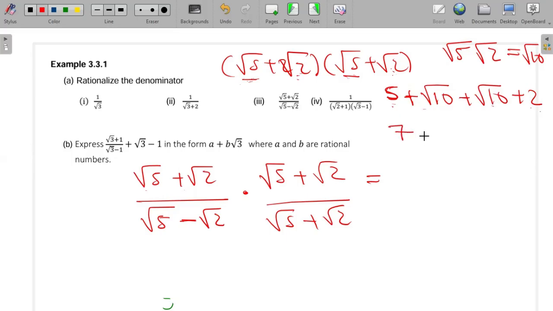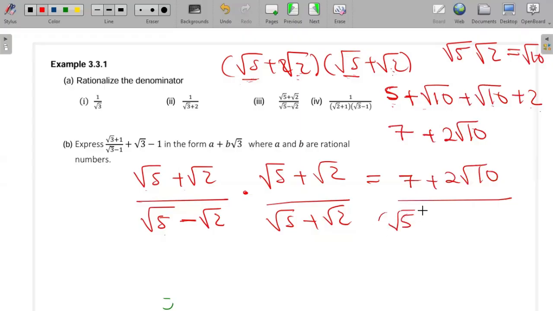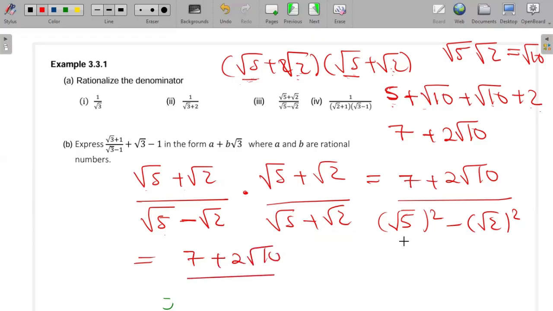And you add these two here, they'll give you what? 2 root 10. So in the numerator, I'll have 7 plus 2 root 10. Then in the denominator, since it's a difference of 2 squares, I just get root of 5, I square it, minus the root of 2, I square it. This here gives me 5, minus 2. And this will be 7 plus 2 root 10, then divided by 3, like that. And this is my answer.